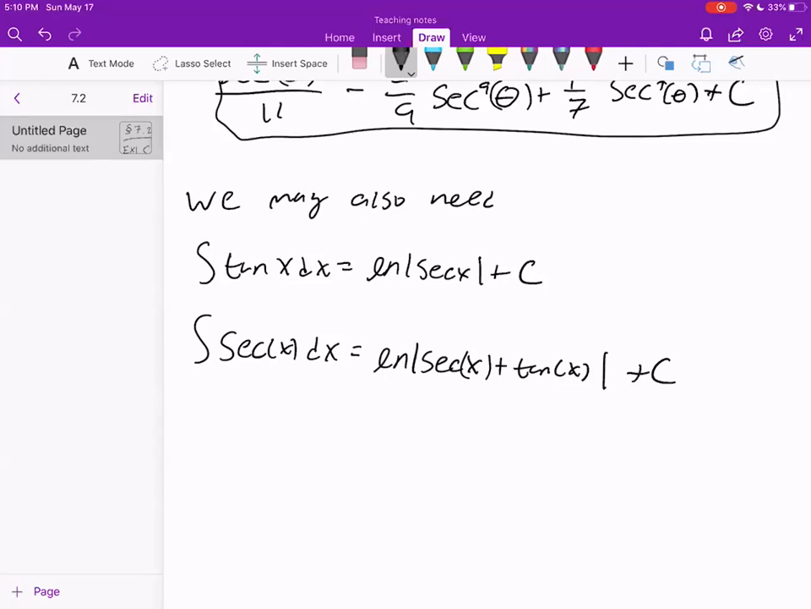I'm not going to go through the derivation of this one. You can check that when you take the derivative. It does work. I think you need a trig substitution to be able to do this without having something handed to you.